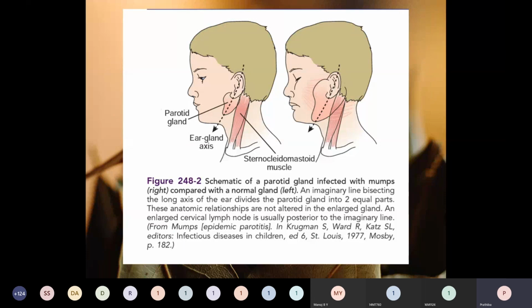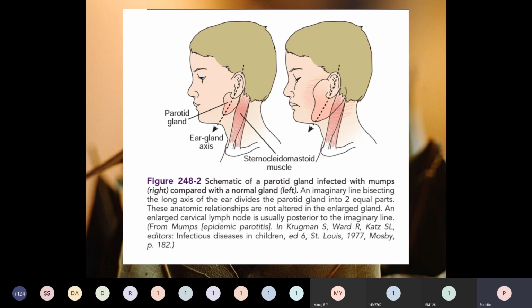Here is a schematic presentation of a parotid gland infected with mumps, comparing the picture on the right side with the left side. The left is the normal gland, sorry, and the right is the one infected with mumps.